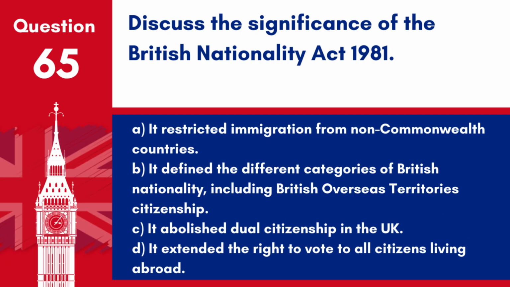Question 65. Discuss the significance of the British Nationality Act 1981. A. It restricted immigration from non-Commonwealth countries. B. It defined the different categories of British nationality, including British Overseas Territory citizenship. C. It abolished dual citizenship in the UK. D. It extended the right to vote to all citizens living abroad.